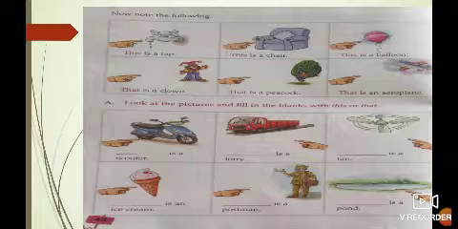Now children, I think it is clear to you that whatever things are near to us, we will use this for it, and whatever things are far from us, we will use that for it. Now some exercises are given. Look at the pictures and fill in the blanks with this or that. Whatever pictures are near to the hand, you will write this in the blanks given, and whatever things are far from the hand, you will write that in the blank given.